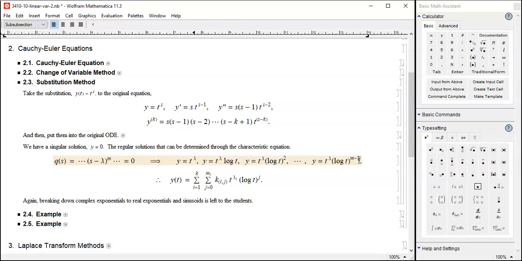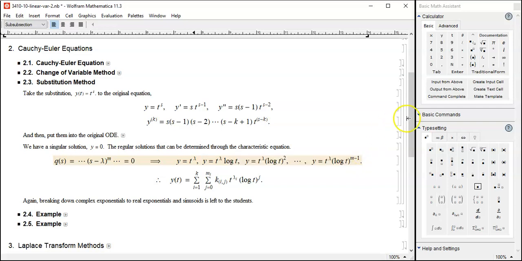How about all the others here? Times log of t squared, log of t cubed, and so on, all the way over to n minus first power. That part is a bit unclear. But if you take that for granted, then you're going to get all those linear independent solutions, and then take those linear combination of all those linearly independent solutions. That's going to be the general solution. It looks like this.